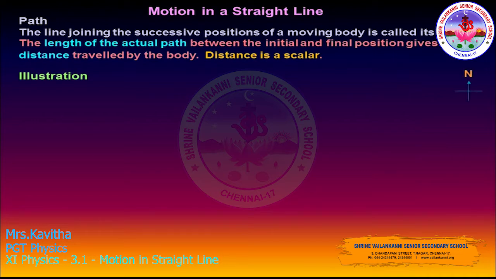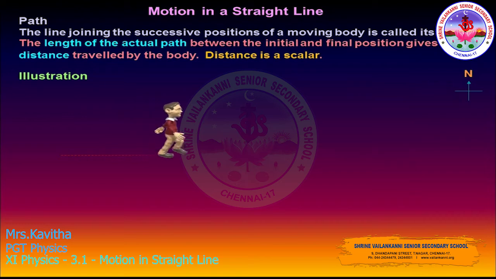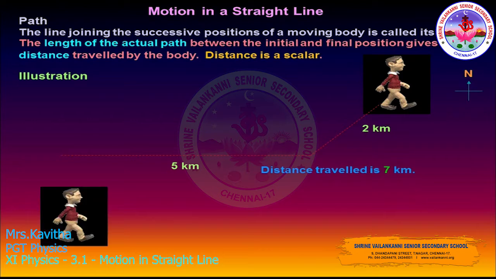Now with the help of an illustration you can understand this more. The man first covers 5 kilometers, then he covers 2 kilometers. Then what is the distance? The distance traveled by the person is 7 kilometers.